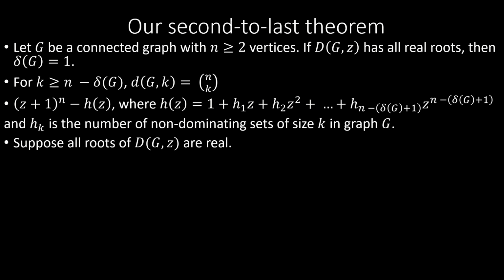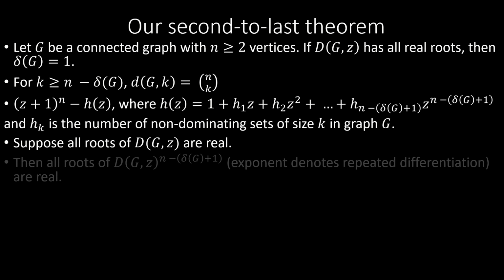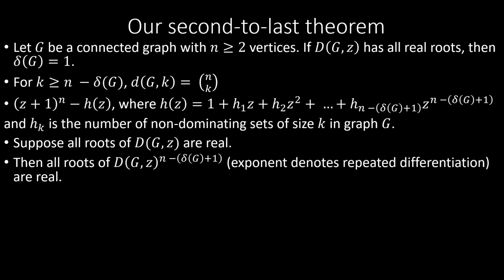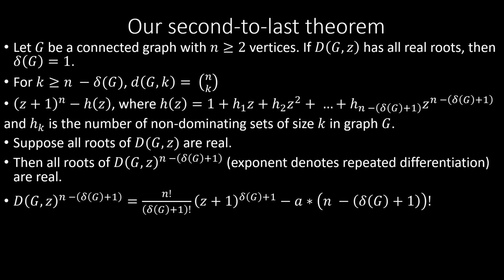Finally, to prove our theorem, let's assume that all roots of D of G, z are real. Then by Rolle's theorem, we can say that all the roots of the n minus delta of G plus 1th derivative of D of G, z are also real. We can rewrite this derivative like this using repeated applications of the power rule for differentiation on each term. The constant a is simply the coefficient of the n minus delta of G plus 1th degree term in h of z, which was reduced to a constant through repeated differentiation.